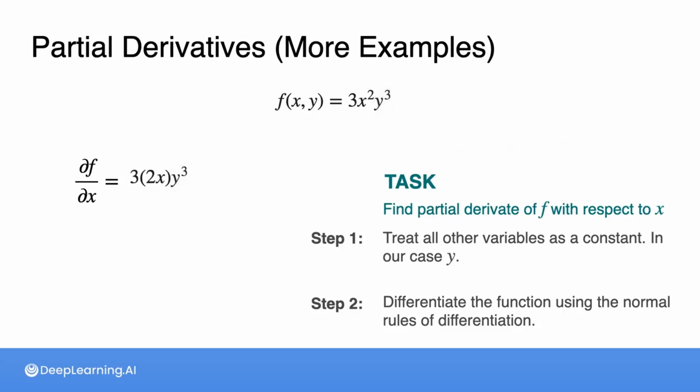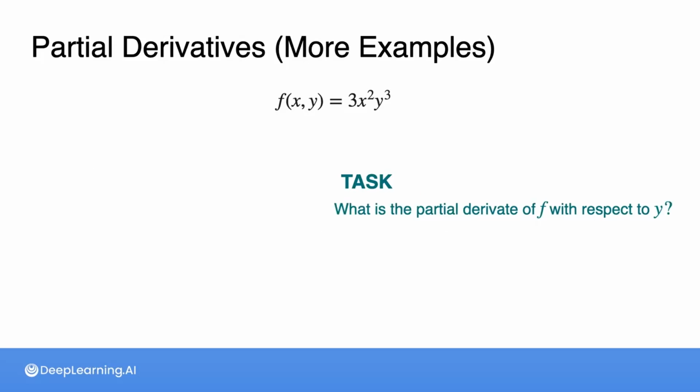So all of a sudden we have the derivative. It's 3 times 2x times y cubed. Simplifying, it's 6xy cubed. And that's the partial derivative. Now let's do the other one. What is the partial derivative of f with respect to y? That's what the next quiz is about.